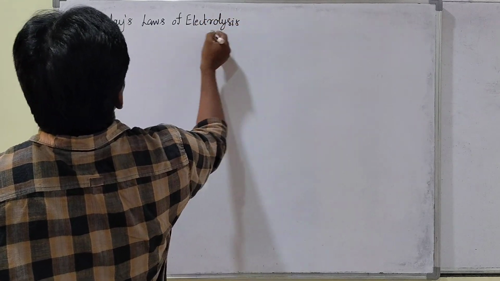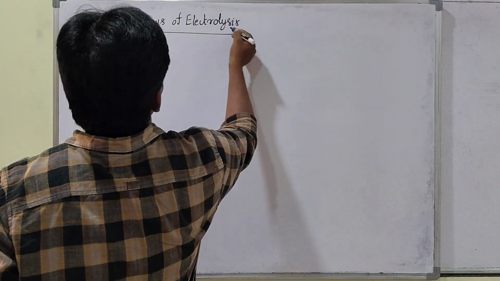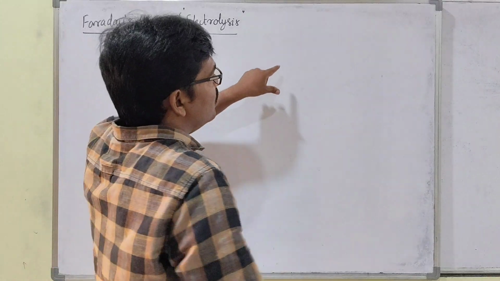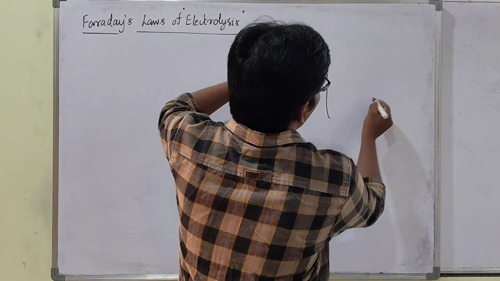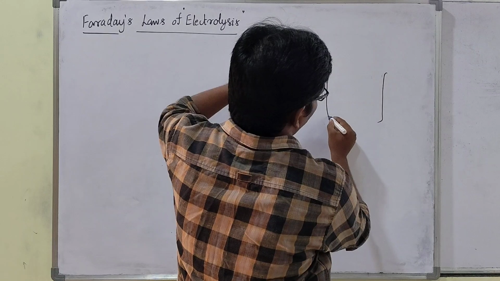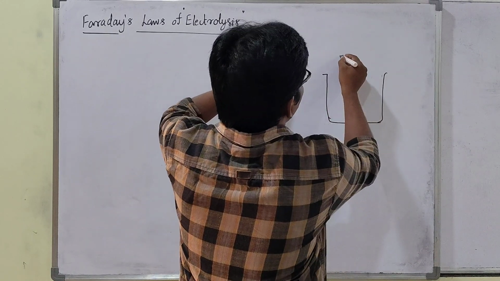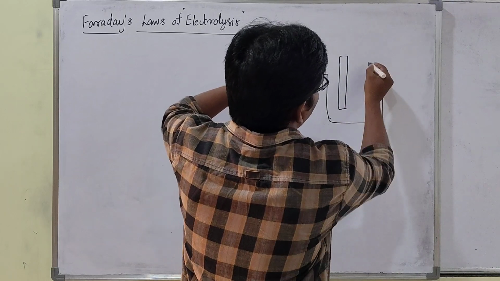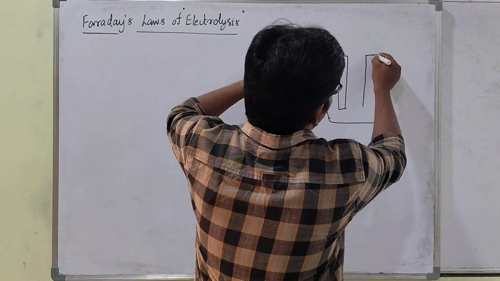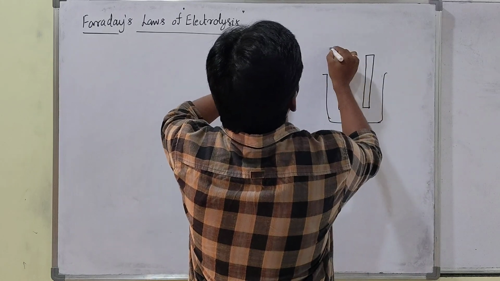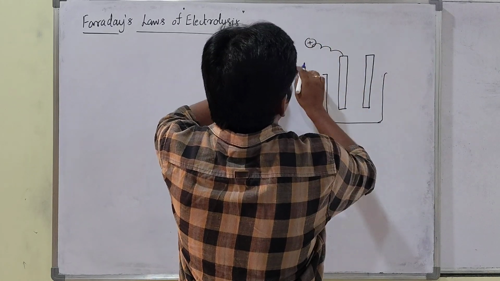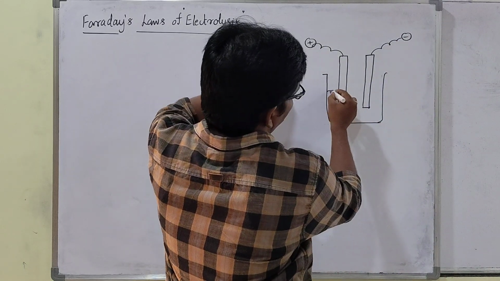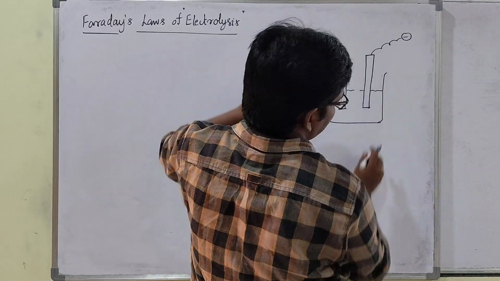In the previous session, we discussed electrolysis. So what is electrolysis? We take an electrolytic cell, in which one electrode is the anode and the other is the cathode. The anode has a positive charge and the cathode has a negative charge in the electrolytic cell. Then an electrolytic solution will be present.